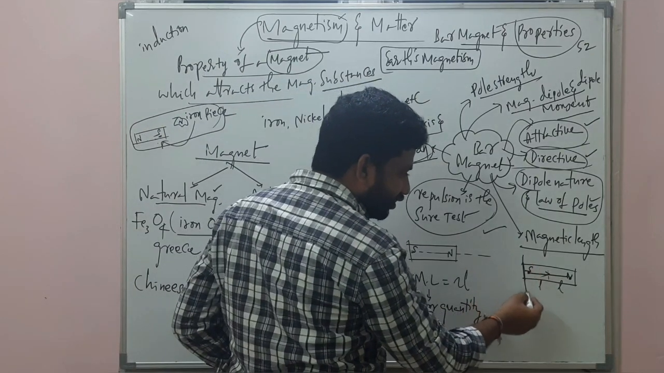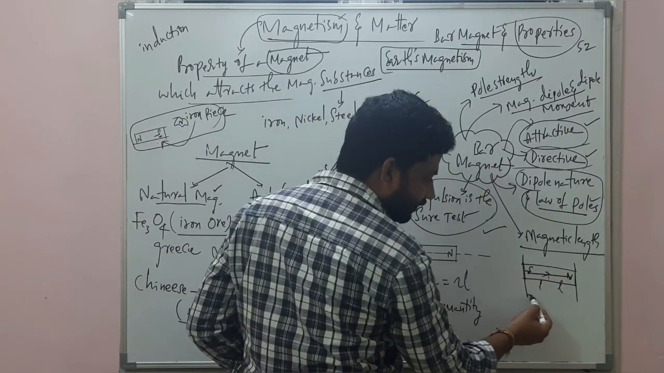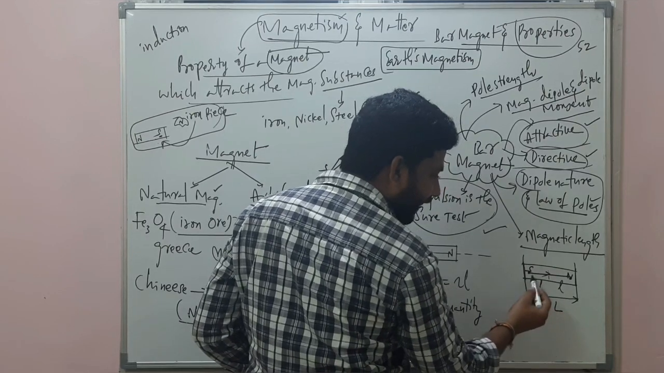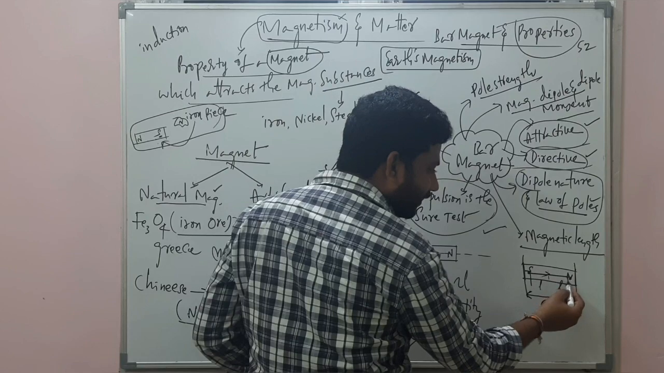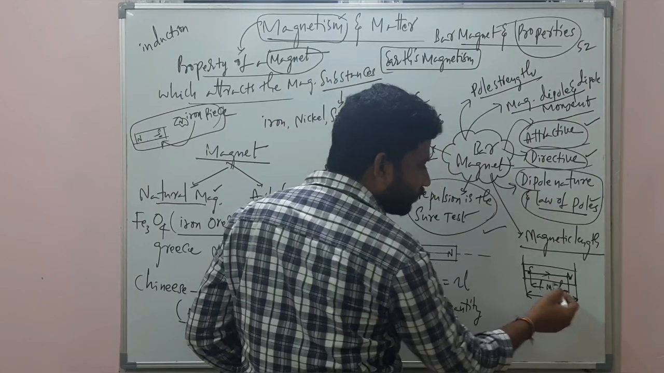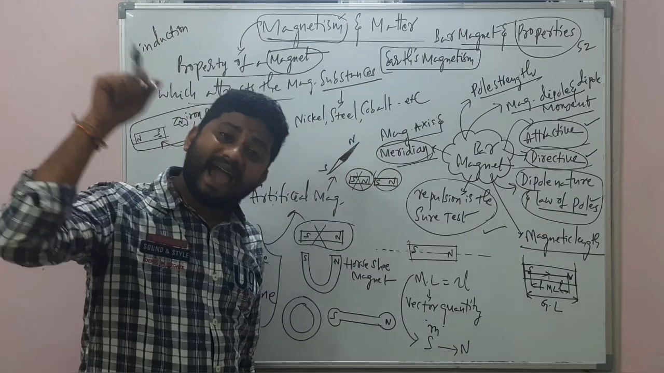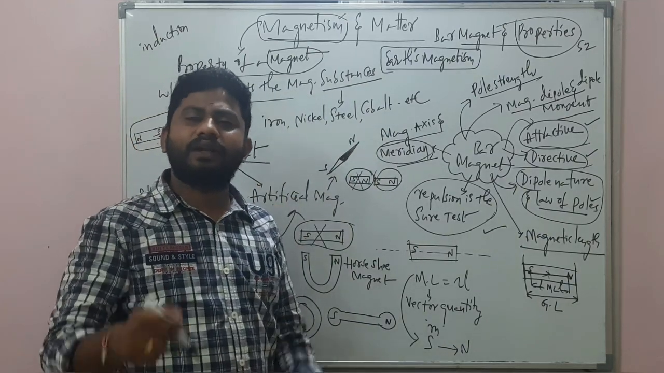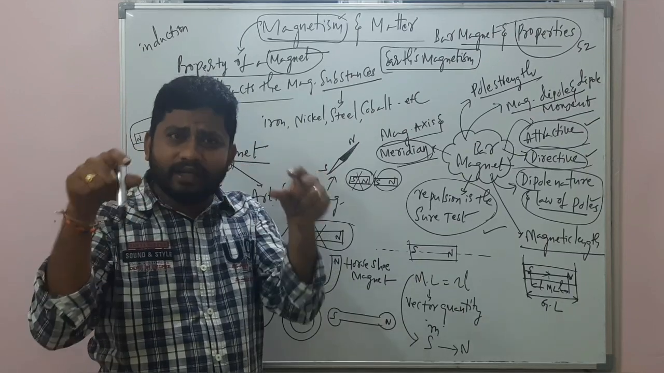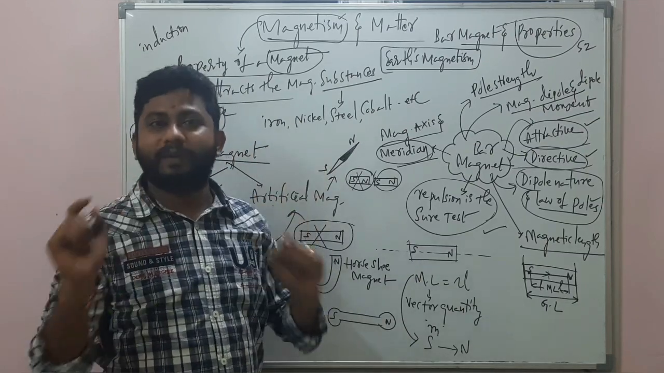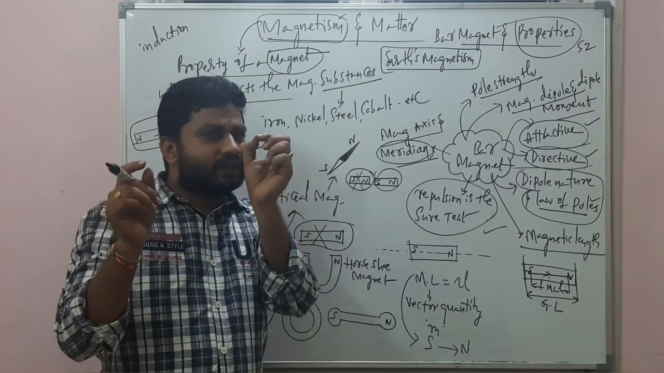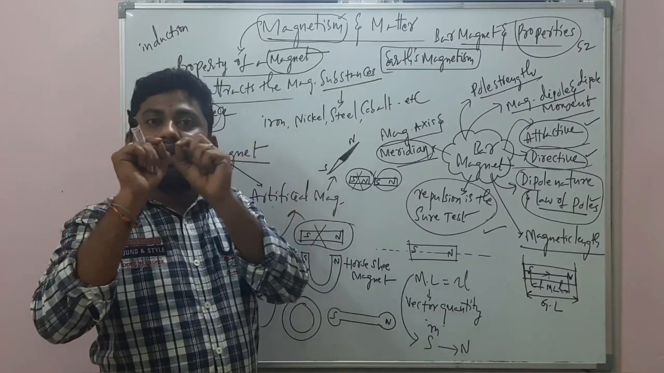This is called the geometric length, from here to here. See here, this is called geometric length, and this is called magnetic length. Geometric length means the actual length of the magnet. If you consider the bar magnet as a simple iron bar or a steel bar, its length is called geometric length, and the shortest distance between the north pole and south pole is called magnetic length.